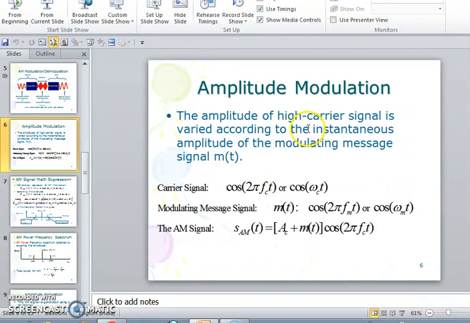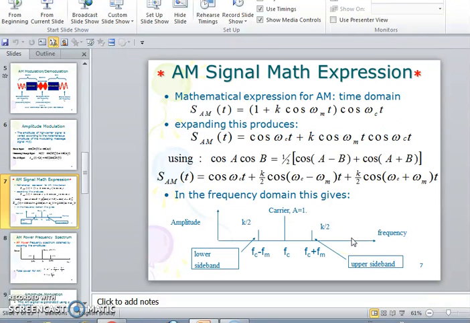The amplitude of a high carrier signal, which is varied in accordance with the modulating or message signal, is called amplitude modulation. For example, if you take the carrier signal as cos 2 pi fct or cos omega ct, and the message signal or modulating signal as cos 2 pi fmt, then the AM signal is (A_c + m(t)) cos 2 pi fct. So this is the AM signal with its mathematical expression.